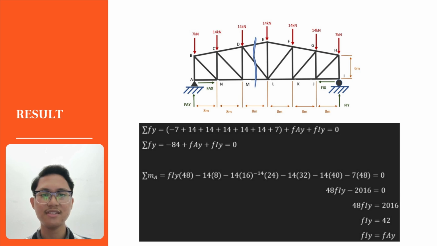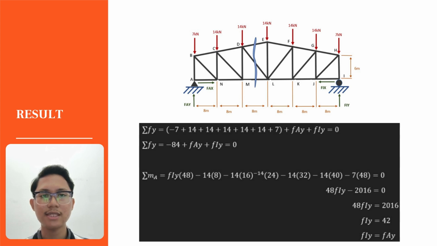Based on the question, first things first, we must find the equation of Fy. Summation Fy equal to -7 plus 14 plus 14 plus 14 plus 14 plus 14 plus 7 plus Fay plus Fiy equal to 0. Summation Fy equal to -84 plus Fay plus Fiy equal to 0.